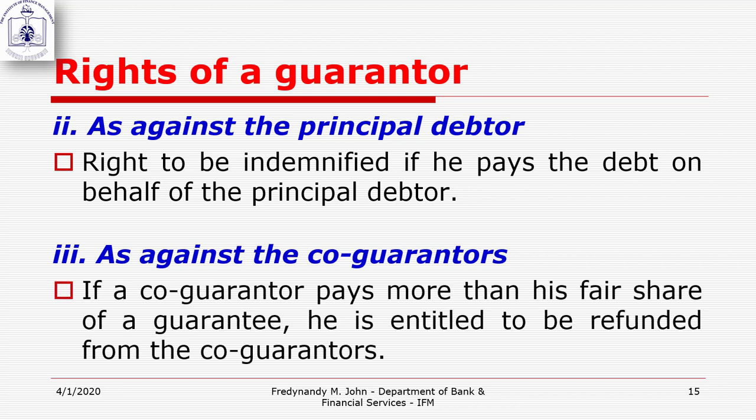As against the co-guarantors, remember, co-guarantors simply means there is more than one person guaranteeing that particular debt. Now, if there is more than one person guaranteeing that particular debt, and for some reason one of the guarantors has paid more than his fair share under the guarantee contract, then these rights give him the right to claim the rest of the money so paid from the co-guarantors.